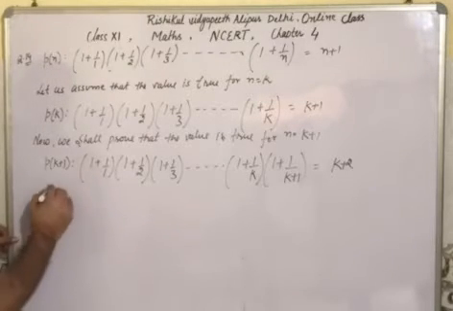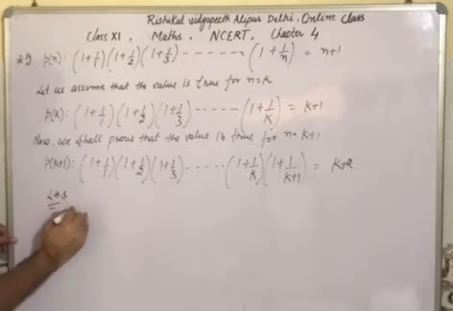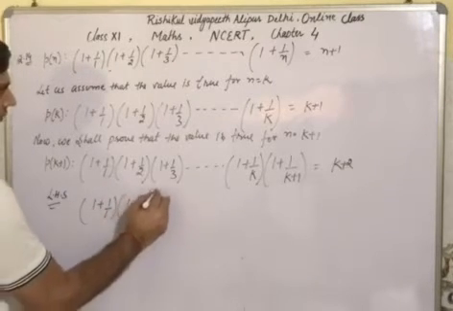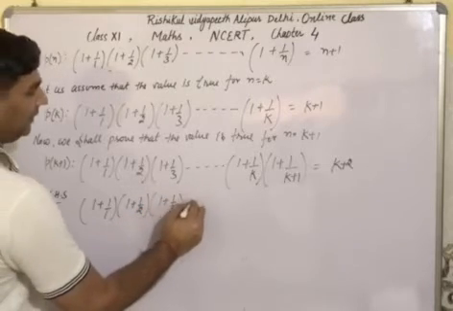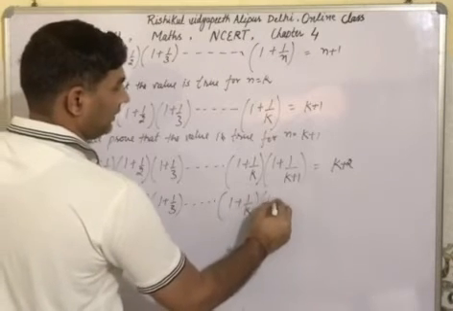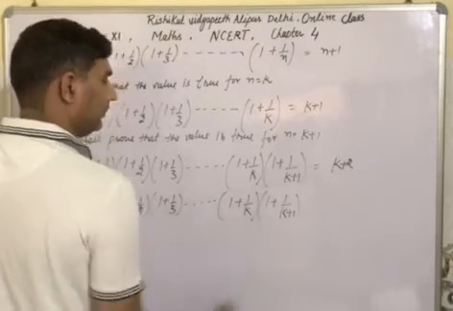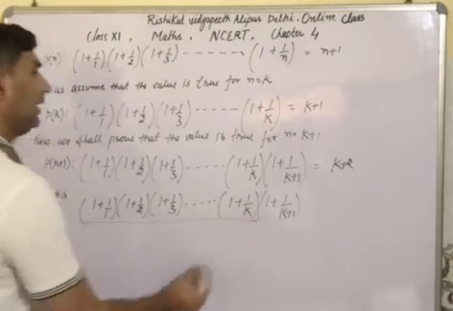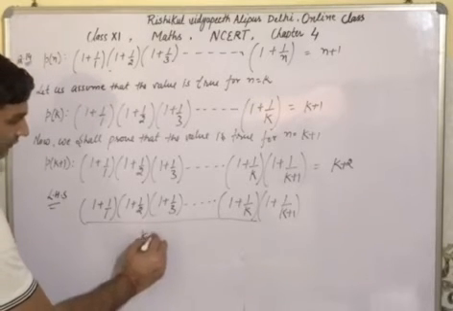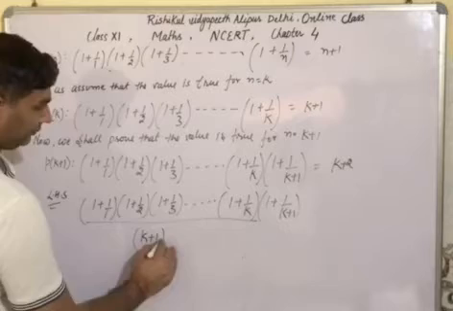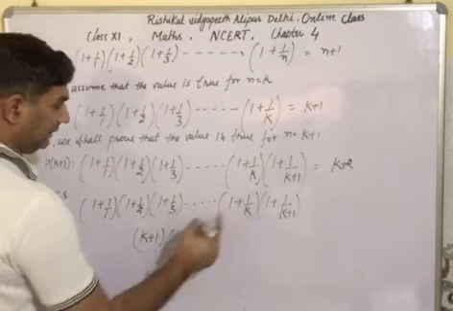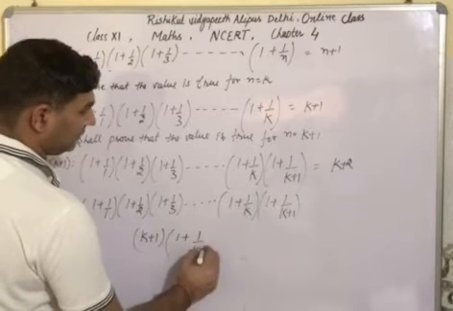Then the left hand side is 1 plus 1 by 1, 1 plus 1 by 2, 1 plus 1 by 3 and so on up to 1 plus 1 by k and this 1 plus 1 by k plus 1. And this value is P of k, and P of k is k plus 1. This value is k plus 1 into this complete value, which is k plus 1, and then 1 plus 1 by k plus 1.